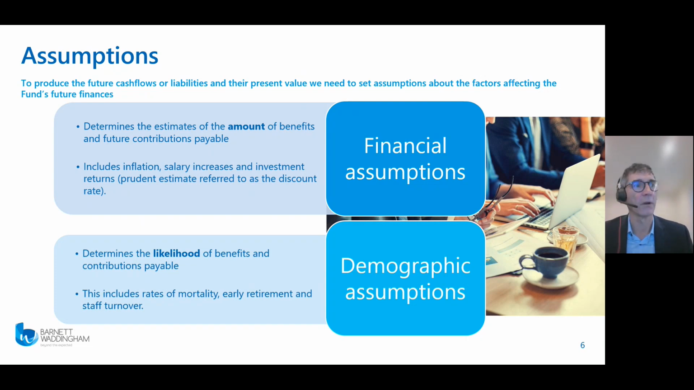So when pension increases are high, inflation's high, then the cost of the scheme increases. And the same is true for salary increases. If people are being paid more, they'll earn more pension, which will cost more to pay.